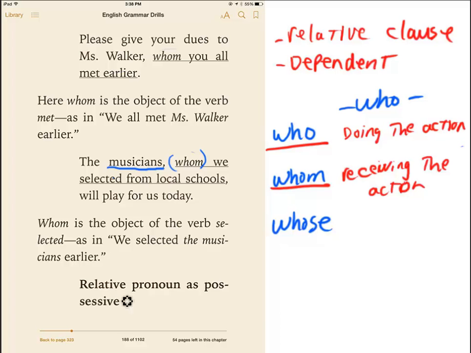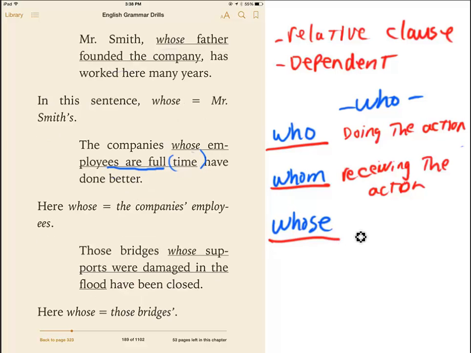Relative pronouns as possessive. Now we're going to get into when to use whose. Possessive. This is a little easier. Mr. Smith, whose father founded the company. Well, whose father? Mr. Smith's. The companies whose employees are full-time. Whose employees? The company's employees. So you have to use a possessive whose. Those bridges whose supports were damaged. Which supports were damaged? The bridge's supports. So you have to use the possessive whose.